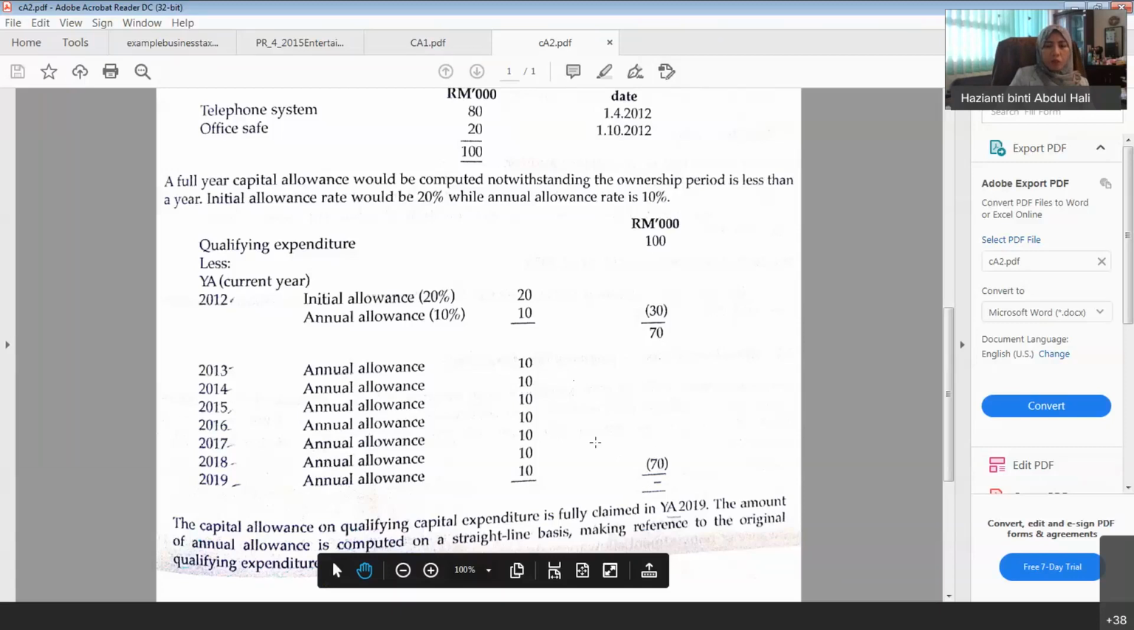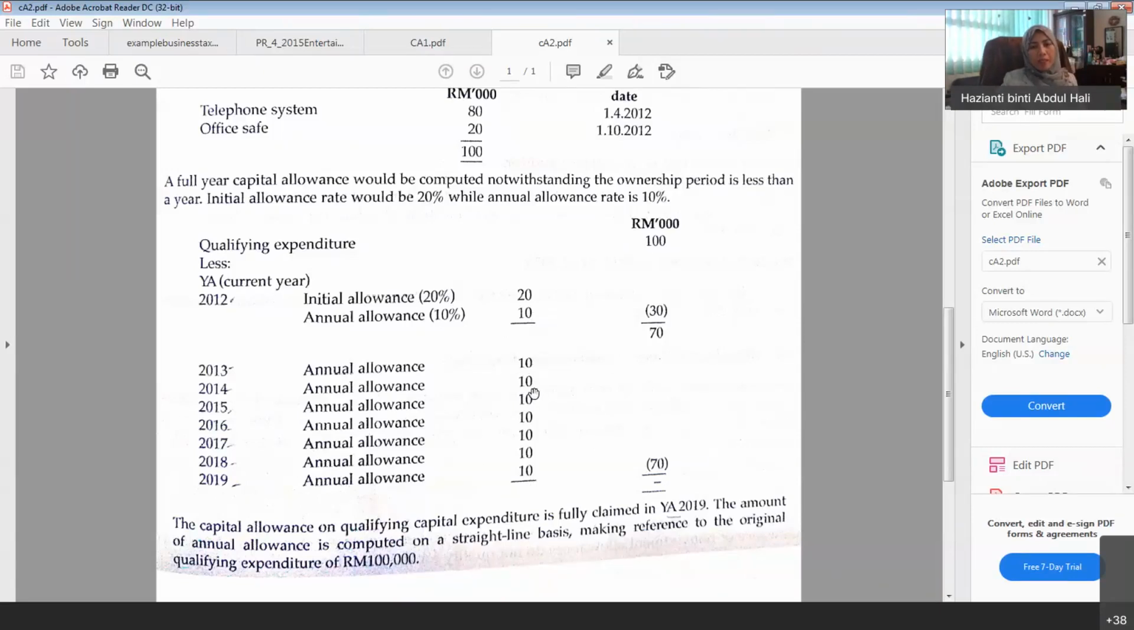Okay, this is just to show you macam mana kita nak kira which is the annual allowance ni kita compute based on a straight line basis. So 10% bukan 10% on baki. 10% ni nampak tak, dia kat atas sudah 10, sampai habis dia akan jadi 10. Jangan kira pula oh ini 10% daripada 100 10, datang dekat 2013 10% daripada baki. Dia bukan reducing balance, dia 10% dari cost dia yang mula-mula ni. Right?